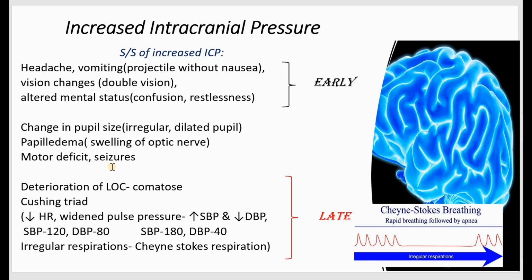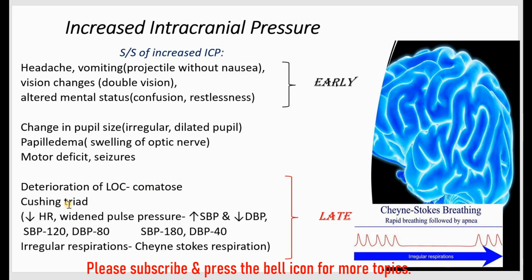And if this increased ICP is not treated, that progresses to late signs and symptoms, which is deterioration of level of consciousness or Glasgow Coma Scale, patient becomes comatose. Cushing triad. Cushing triad is a late sign of increased intracranial pressure. In Cushing triad, you will see a decreased heart rate, widened pulse pressure, and irregular respiration. Three signs.